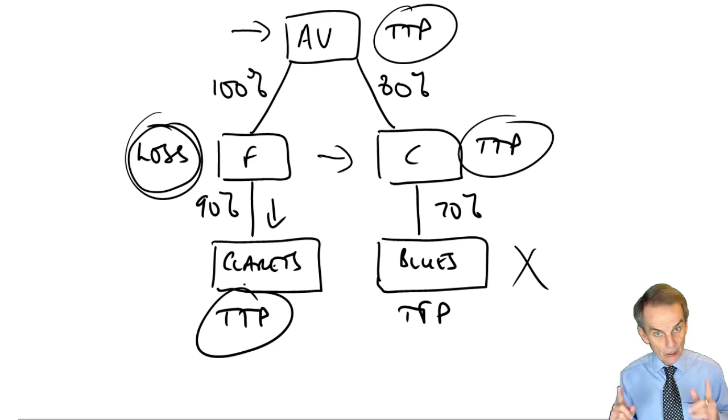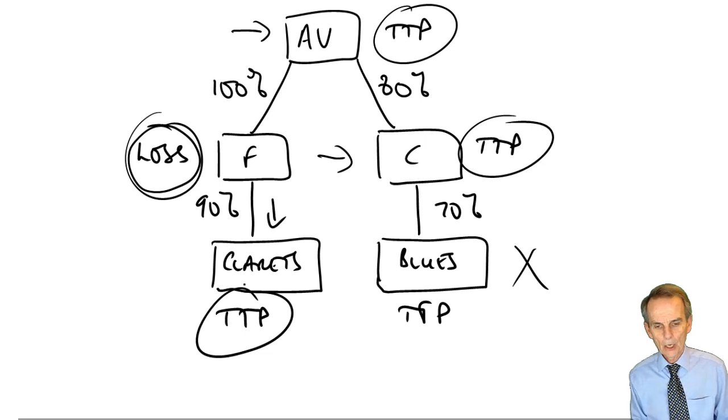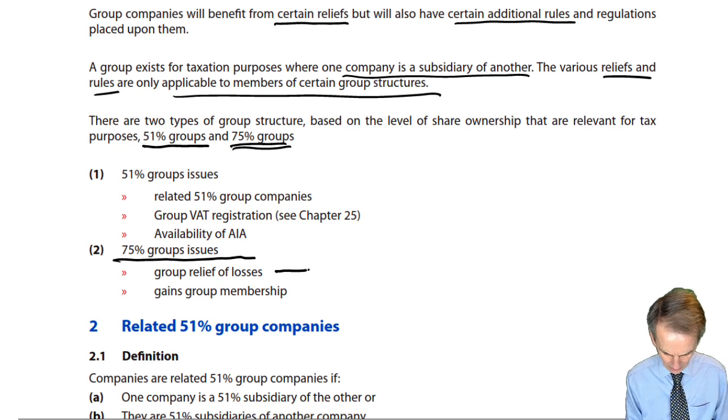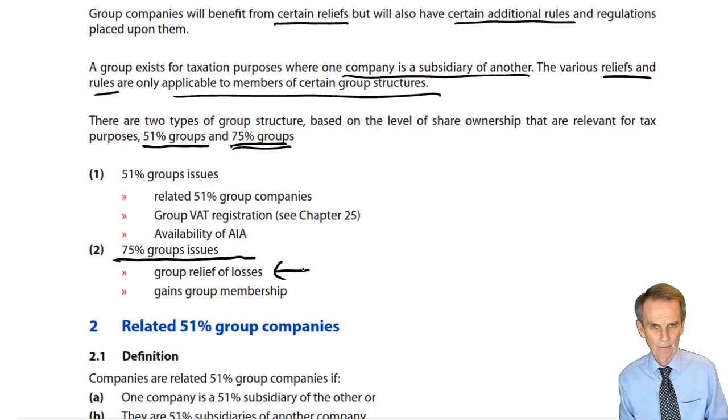So the first objective is to reduce the amount of tax that has to be paid at any point in time, now, in the past, in the future. We want to be able to use that and reduce the tax liabilities. But any tax that still has to be paid, let's try and get a cash flow advantage by having to pay it later rather than sooner. And I'll remind you of that issue in a few minutes' time. So a big issue, the biggest issue in the chapter, and certainly in the context of 75% groups that we have here, is this issue about group relief of losses.